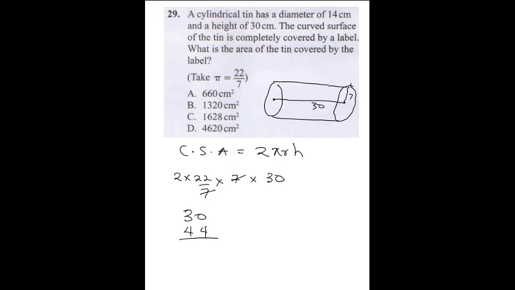So 4 times 0 is 0. 4 times 3 is 12. 4 times 0 is 0. 4 times 3 is 12. So this is going to give us 0, 2, 3, and 1. Final answer. So the correct answer is 1320 cm squared.